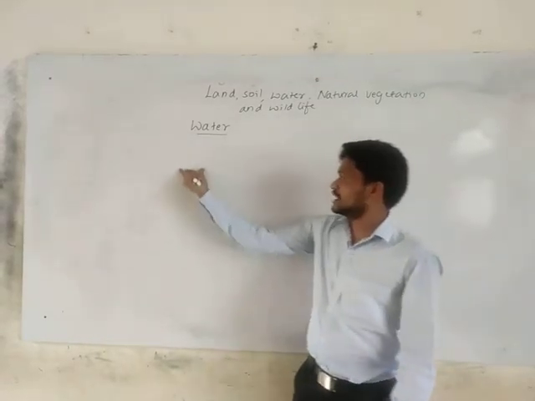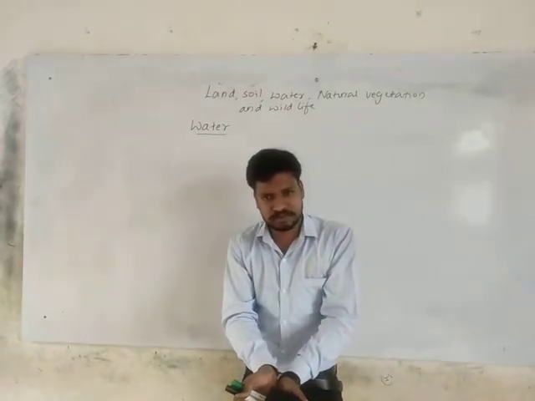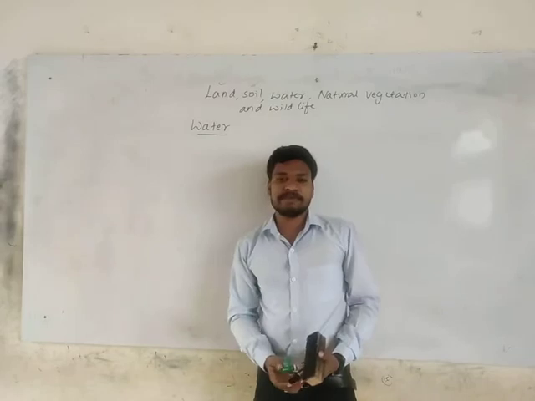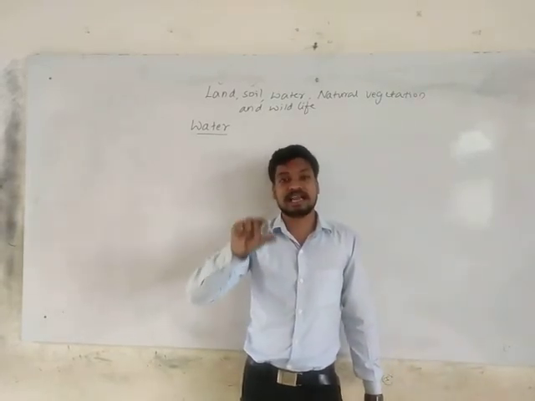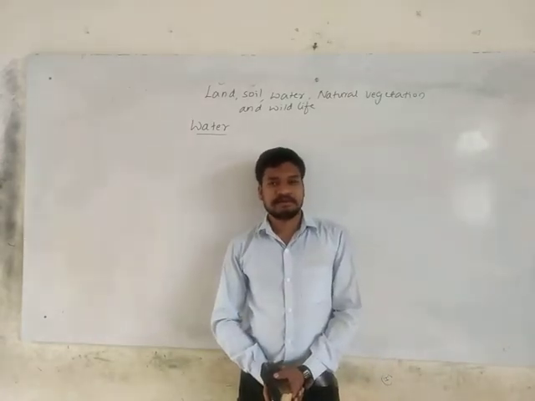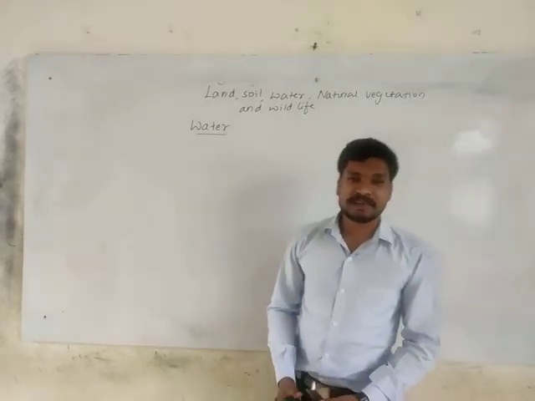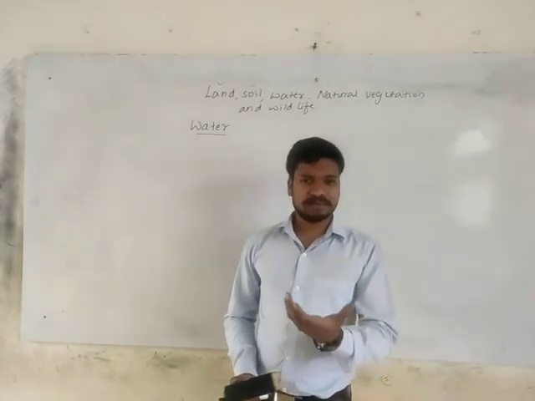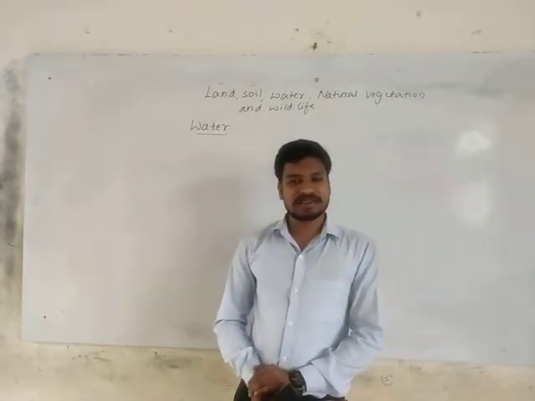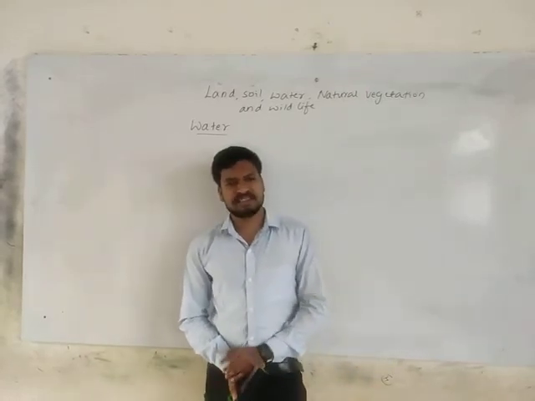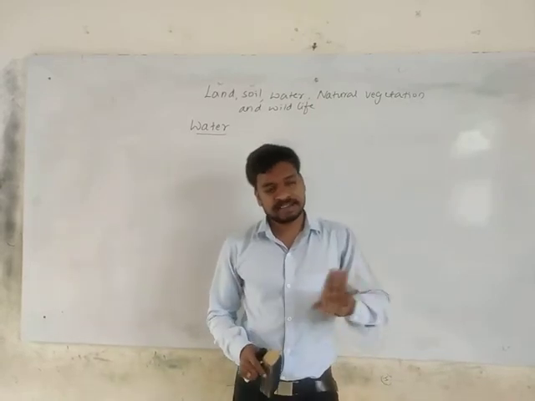Before that, we will discuss some points, like water. If you consider the 70% of water on the earth's surface as 100%, in that 97% of water is saline. What do you mean by saline? Saline is something like salt contained in the water. Salt water, saline water. It's salt, like the ocean, sea, and lakes.